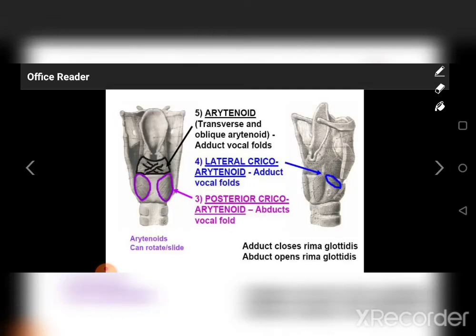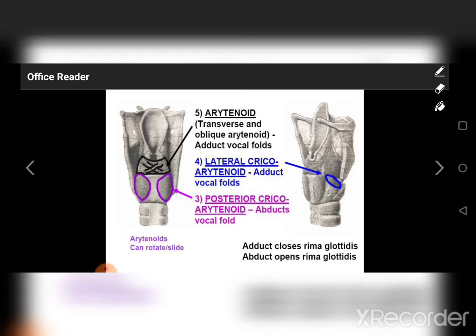Then the third muscle is the posterior cricoarytenoid. Here it is located, highlighted in the diagram on the posterior part, and it abducts the vocal fold. It is the abductor of the vocal fold. The fourth muscle is the lateral cricoarytenoid. It is an adductor of the vocal folds. It brings the vocal fold to the midline.